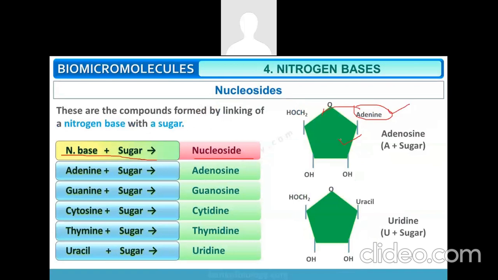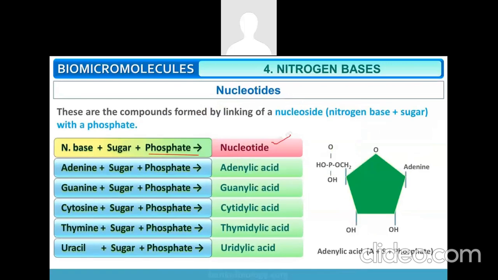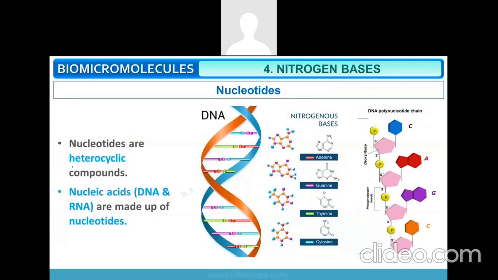Going to the previous slide, there is one nitrogen base, and to this nitrogen base a sugar molecule is added, and it becomes a nucleoside. To this complex, if I add a phosphate molecule, then it becomes a nucleotide. The difference between a nucleotide and a nucleoside is that both have a nitrogen base and sugar, but a nucleotide has a phosphate molecule attached, whereas a nucleoside does not have a phosphate molecule.